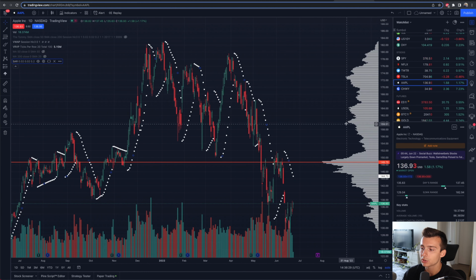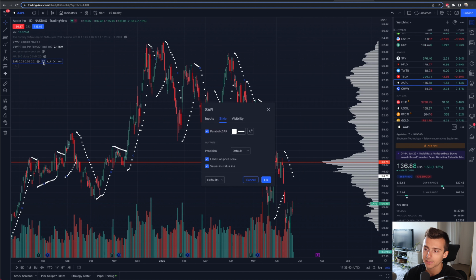So we're literally just looking at the SAR. Okay, now we have it pulled up and we are looking at these white lines, and we're looking at the 1 year, 1 day chart. If I was to go back into my SAR on the top left and go to the settings again and I go to inputs, see how it says time frame chart?